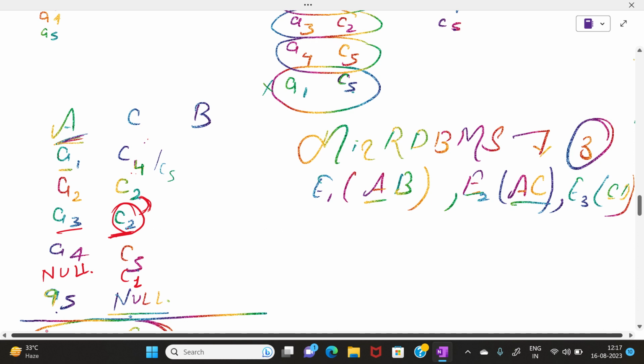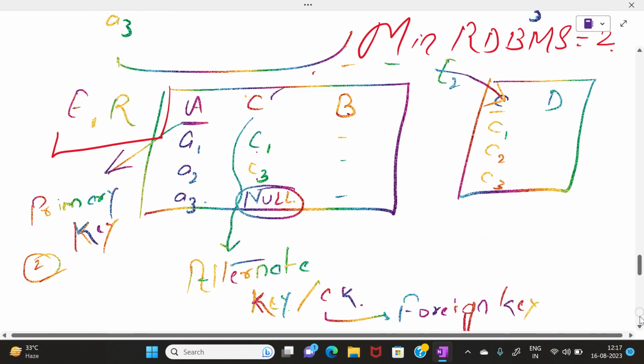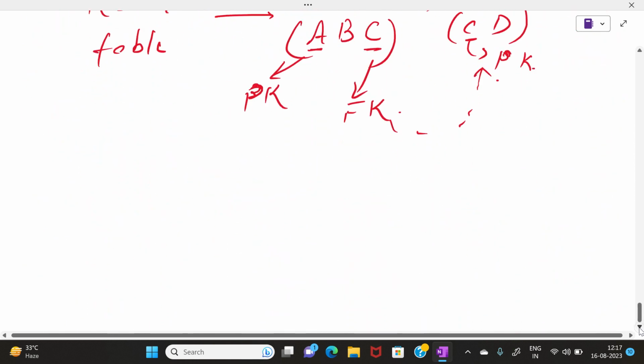There will be no primary key because this value is null and this is also null. So there couldn't be any primary key here. Also, it won't be a candidate key because there is repetition. C2 is repeated 2 times. So no candidate key and no primary key in this case. So that's it. We will see some more examples in the next video.